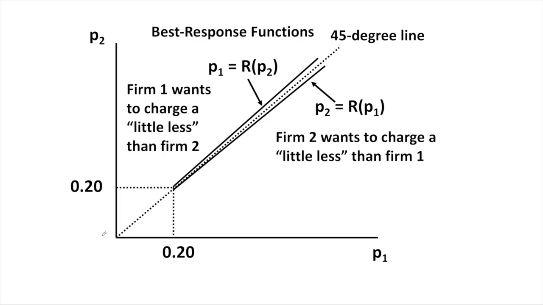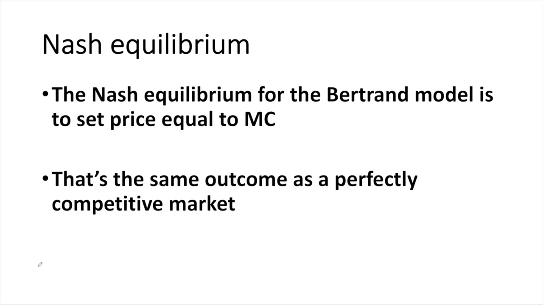And these two best response functions are set up such that the price that's charged by each respective firm is a little bit lower than the price set by the other. And then these two functions actually intersect or meet at a price of 20 cents. Again, that's the Nash equilibrium. So using the best response functions for both firms, we see that the Nash equilibrium for the Bertrand model is to set price equal to marginal cost. As it turns out, that's the same outcome as you would have in a perfectly competitive market.